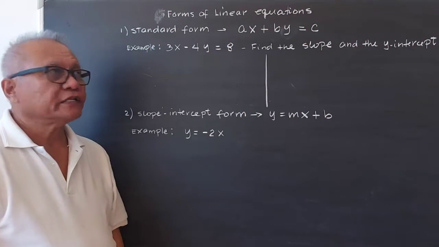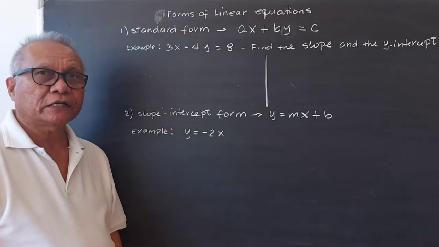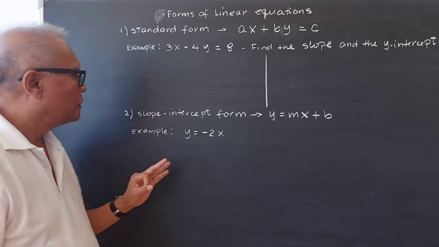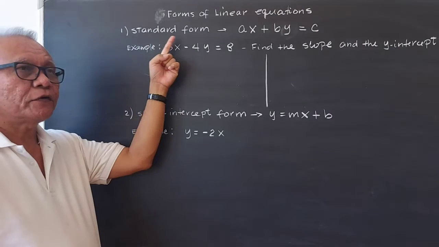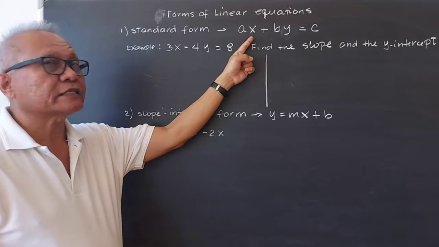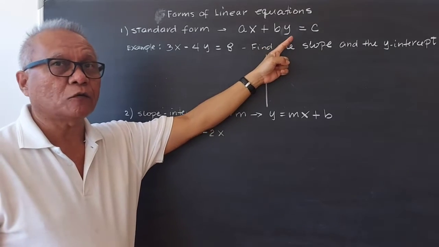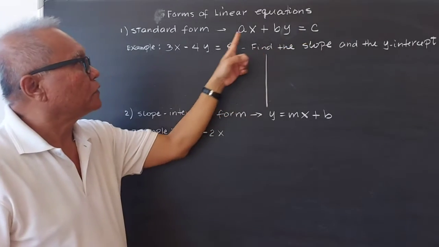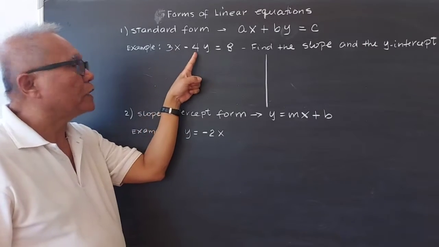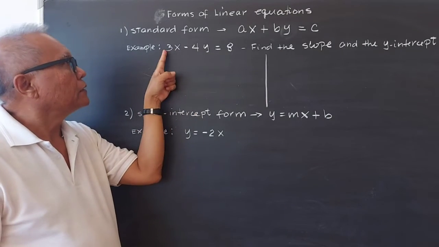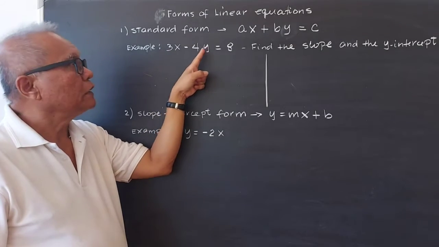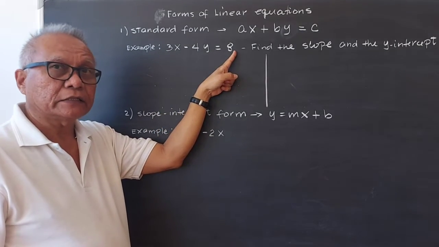Today we are going to study the forms of linear equations. We have three forms. We have the standard form, in which our equation is in the form ax plus by is equal to c. In our example, we have 3x minus 4y is equal to 8. The 3 is our a, the b is negative 4, and our c is 8.